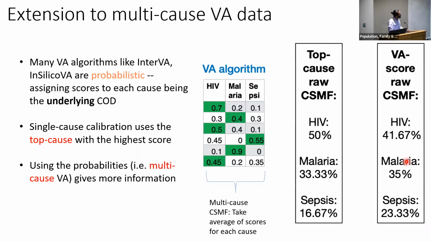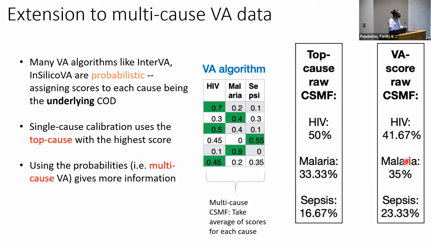So it is maybe fine to assign this case to HIV because it has 70%. But if you look at this one, it has 45% for HIV and 35% for sepsis. If we completely ignore this, and if there is some cause which is always the second cause, and we always take the top cause, that cause will be completely left out. And so that can also lead to bias in the estimation procedure. So you can see if we take the plurality rule, the top cause CSMF will be like this. If we average the scores, the CSMF will be like this, and they're different. And so there is much more information in using the entire probability scores than using just the top cause.